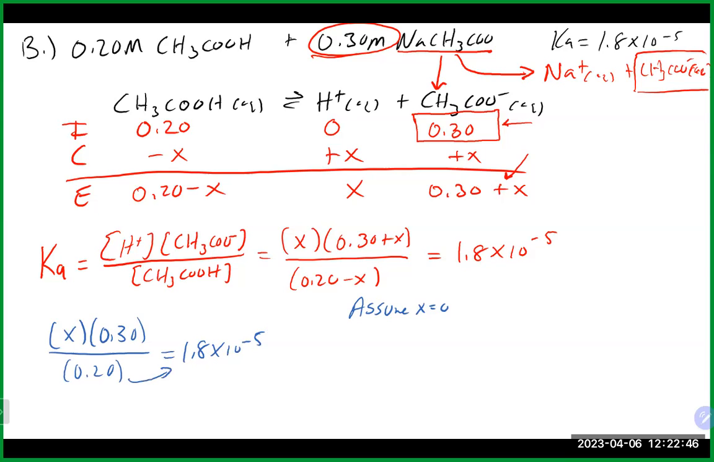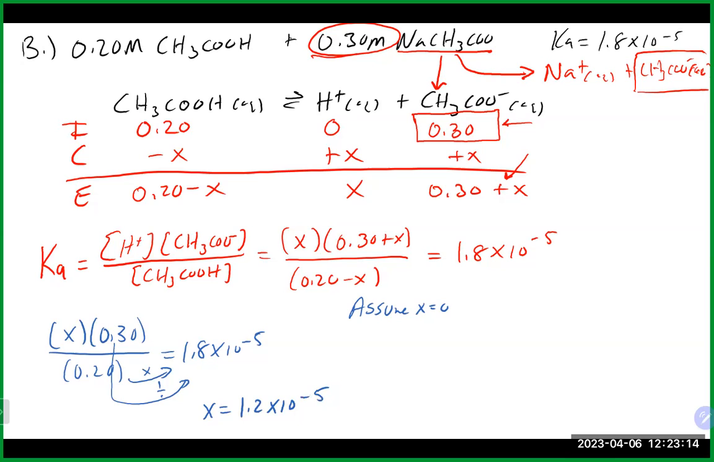I think I'd much rather do this math here. So I'm going to multiply that, and then eventually divide that, right? So we're going to take 1.8 times 10 to the minus 5 times 0.2 divided by 0.3. That's going to give us an X value of 1.2 times 10 to the minus 5.